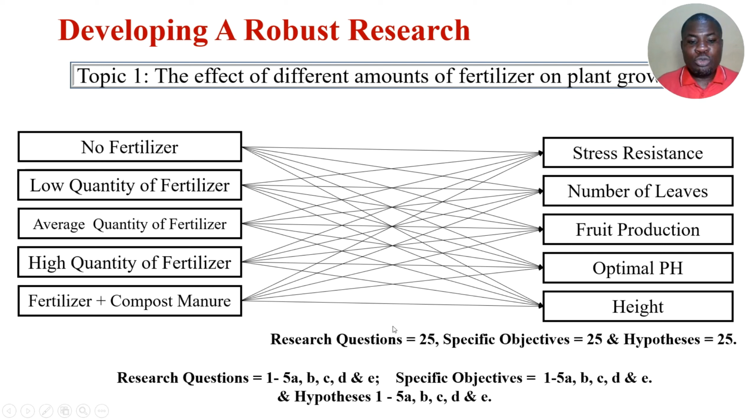So I have a total of 25 research questions, 25 specific objectives. I have 25 research hypotheses. So this is how you can decompose your variables to make your research more robust.